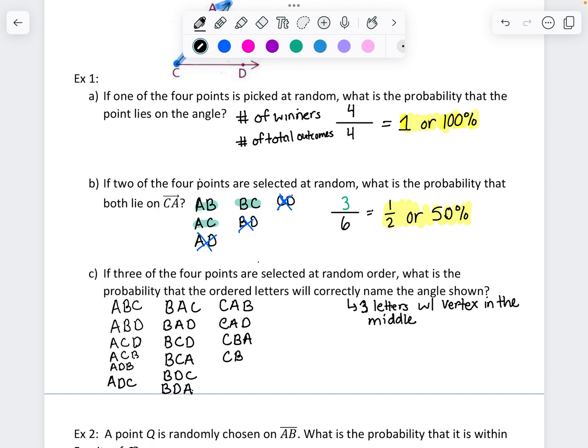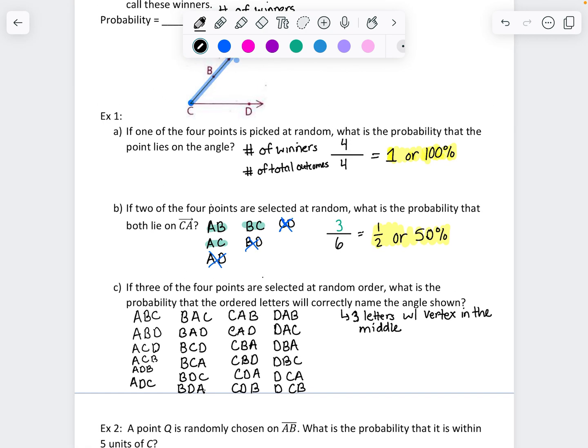Then I list all my C's starting first, so CAB, CAD, CBA, CBD, CDA, and CDB. Then I have DAB, DAC, DBA, DBC, DCA, and DCB. Okay, so I listed all my possibilities of them just picking 3 of 4 random points.